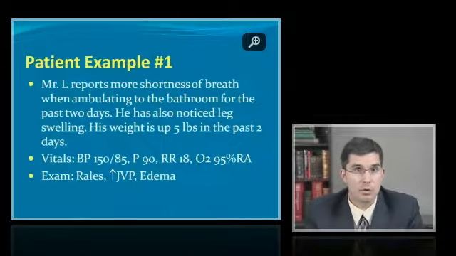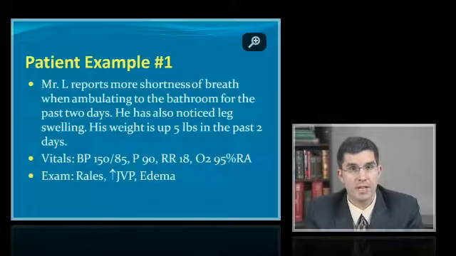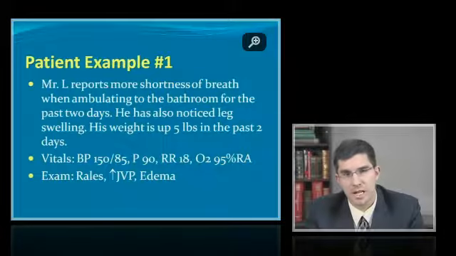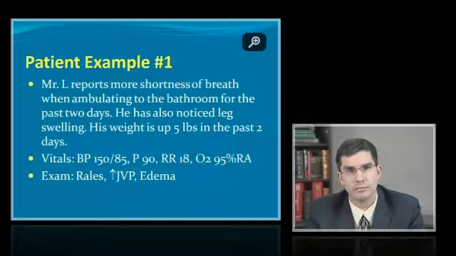Mr. L reports more shortness of breath when ambulating to the bathroom for the past 2 days. He has also noticed leg swelling. His weight is up 5 pounds in the past 2 days. On his physical exam, his blood pressure is 150/85, his pulse is 90, his respiratory rate is 18, and his oxygen saturation is 95% in room air. On physical exam, he has rales in his lungs, his jugular venous pressure is increased, and he does have some edema. So take a second to think about the zones we discussed and think about whether you think Mr. L is in the green, yellow, or red zone.